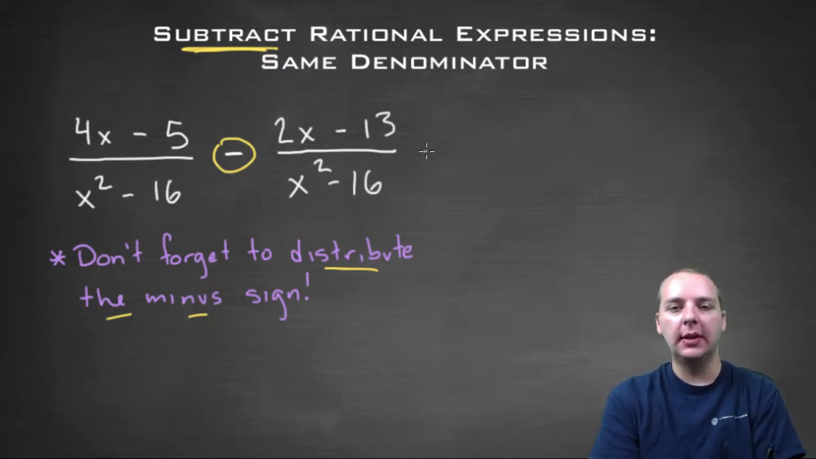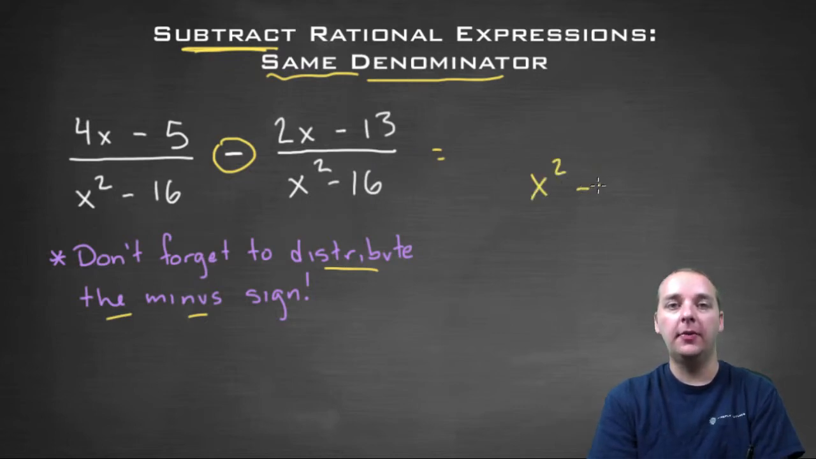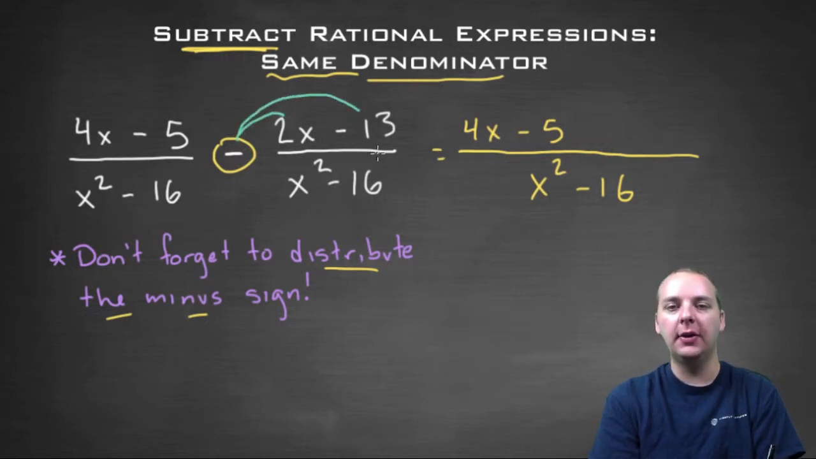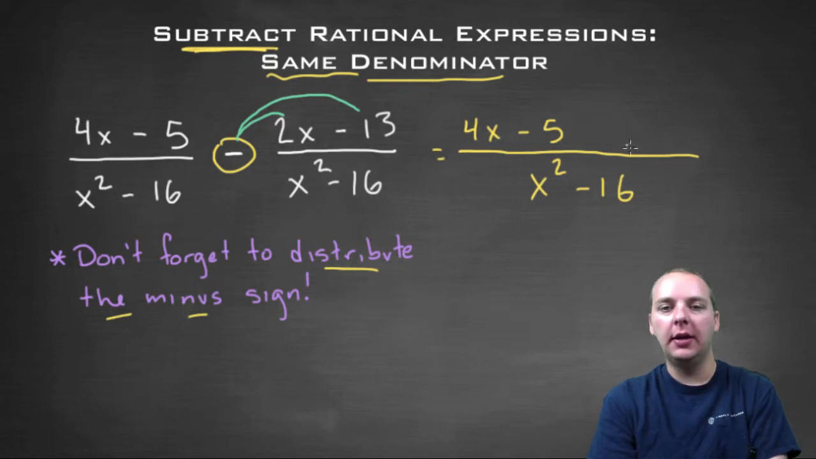So it would look something like this. These have the same denominator, so just like when we were adding, we will keep that common denominator of x squared minus 16. But in the numerator, we would have 4x minus 5, and this is very important, it would be minus 2x and minus negative 13. So that would create a minus 2x and actually a plus 13.